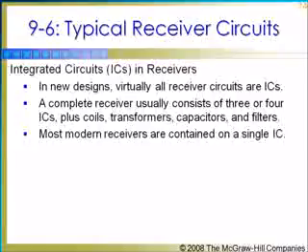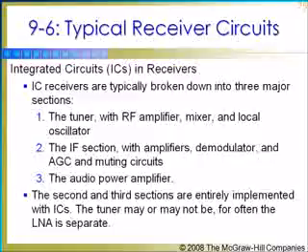So a complete receiver usually consists of 3 or 4 ICs plus the coils, transformers, capacitors, and filters, while most modern receivers now are contained on a single IC. So IC receivers are typically broken down into 3 major sections. First, the tuner with RF amplifier, mixer, and local oscillator. The IF section with amplifiers, demodulator, and AGC and muting circuits. And last is the audio power amplifier. So the second and third sections are entirely implemented with ICs. The tuner may or may not be. Very often the LNA is separate.